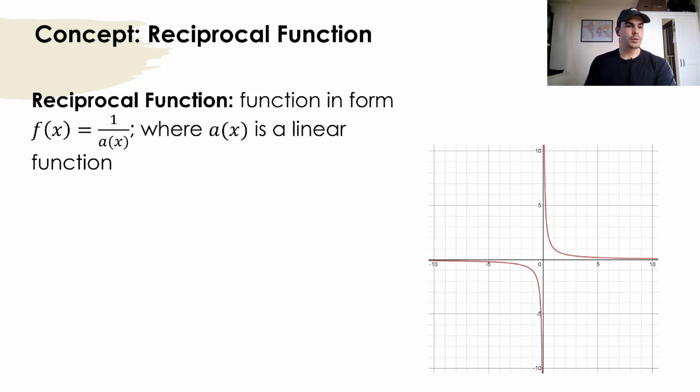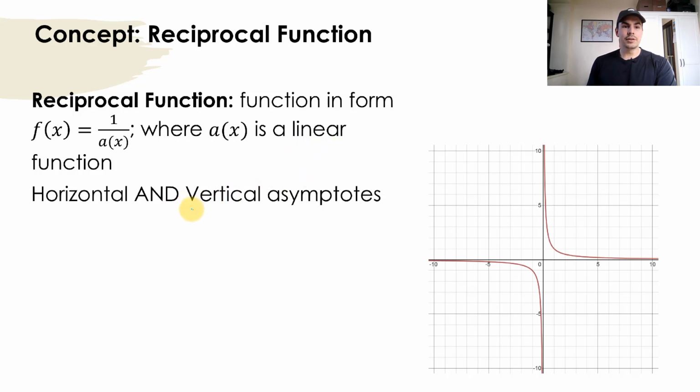And what is a reciprocal function? It has to do with the rational functions and expressions that we've been looking at, as it is a function in the form of f of x is equal to 1 over ax, where ax is some linear function itself. Now, our reciprocal functions do have horizontal and vertical asymptotes, so be careful with those, and we'll see how we can identify those.